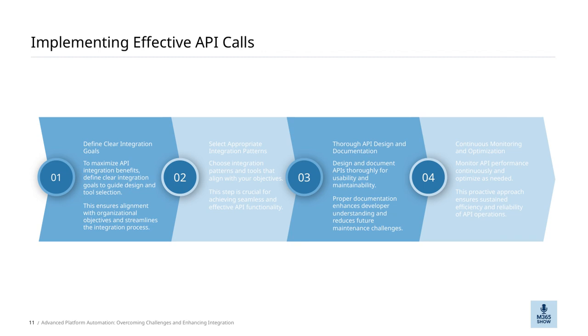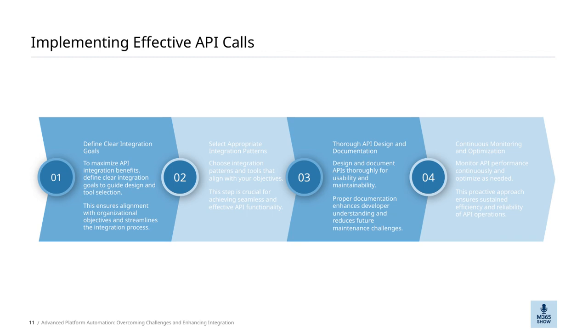Next, it's crucial to choose the right integration patterns and tools that match your objectives. This decision is vital because it affects how seamlessly your APIs will function and how effectively they will serve your needs. Picking the right approach up front saves a lot of time and effort later.